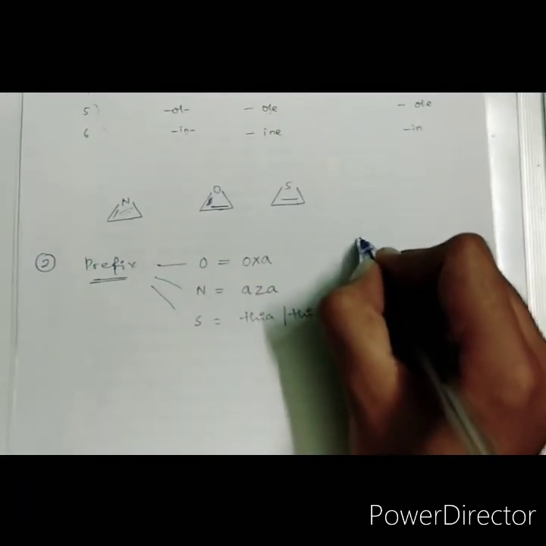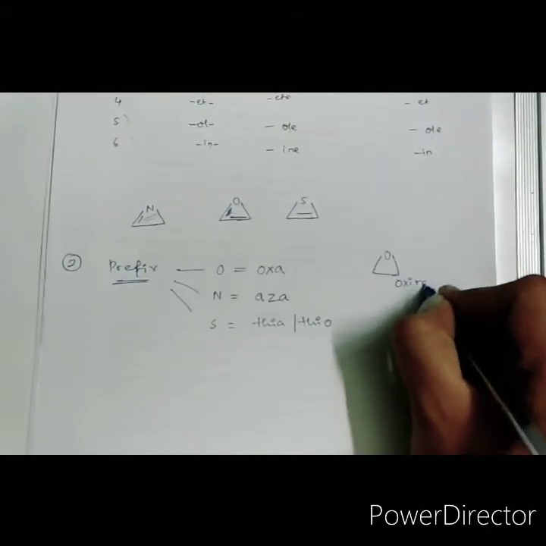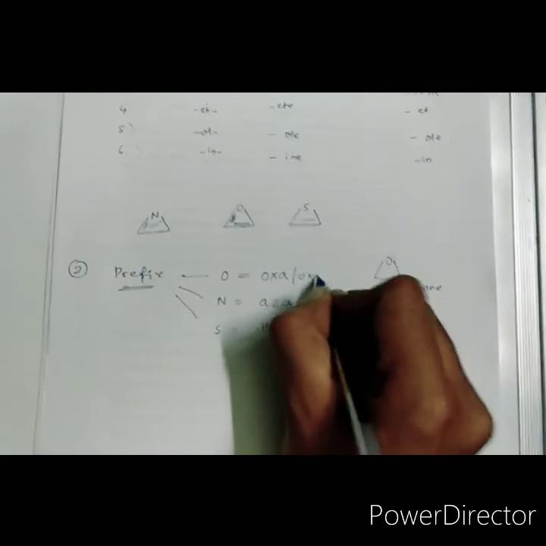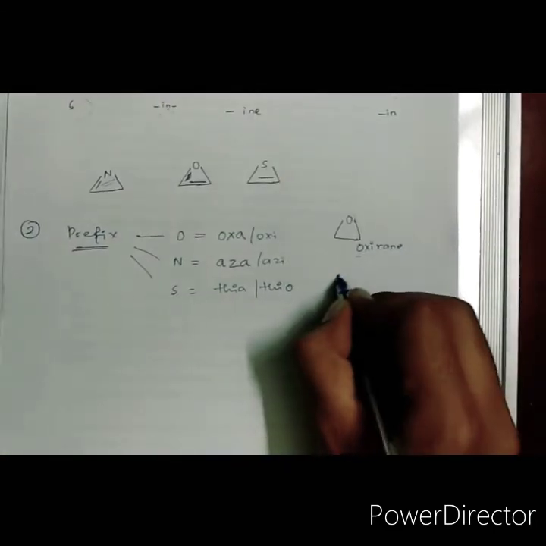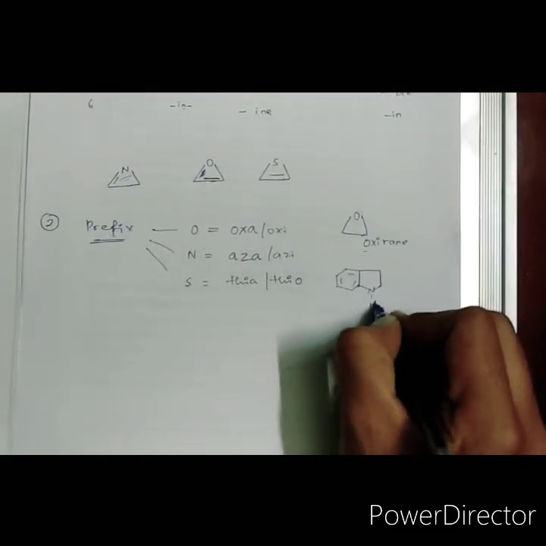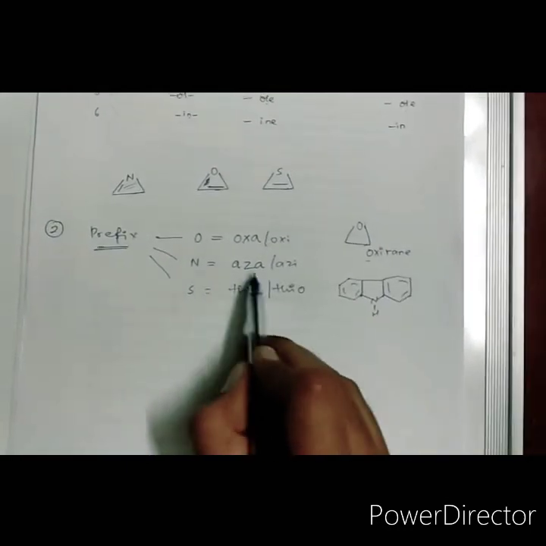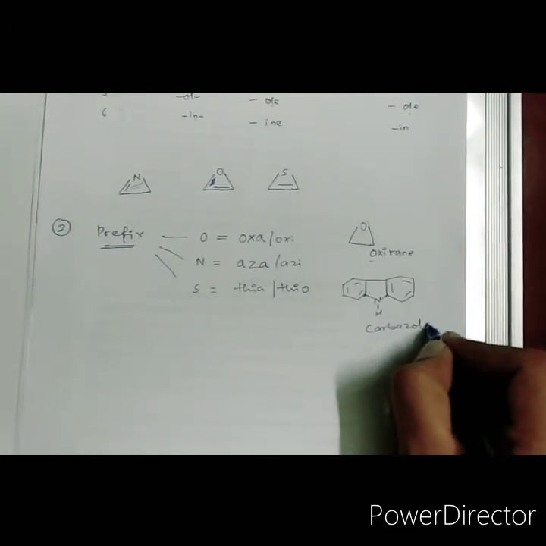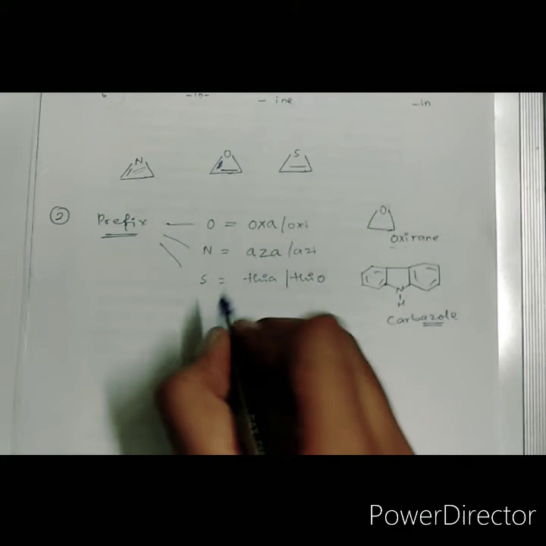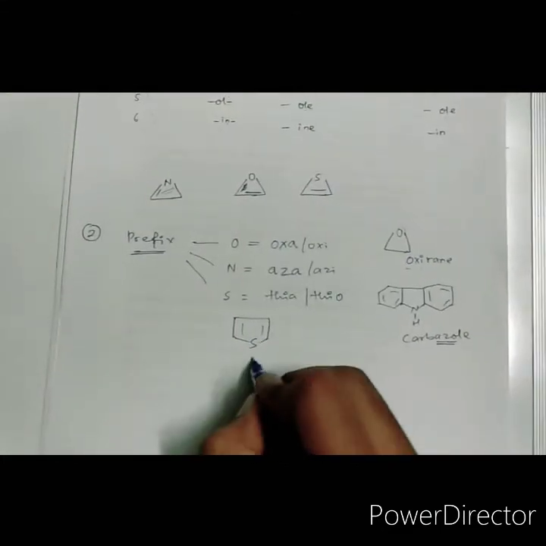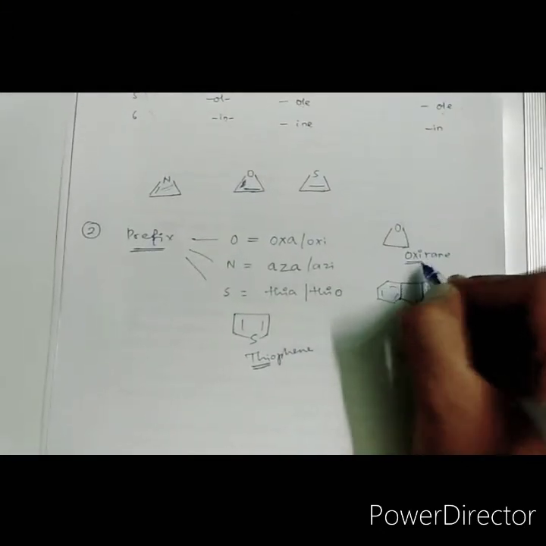You can see an example. If it contains a 3-membered ring with oxygen, this will be oxirene, because the prefix for oxygen must be oxa or oxy. If it contains nitrogen as a heteroatom, let us consider a fused heterocycle. A compound containing more than one ring system is known as a fused heterocycle. You can see there is a nitrogen. This compound is commonly known as carbazole, with aza. Next, sulfur, for which the example is thiophene. Sulfur, thia; nitrogen, aza; oxygen, oxy or oxa.